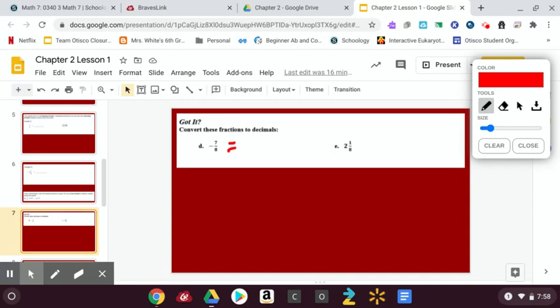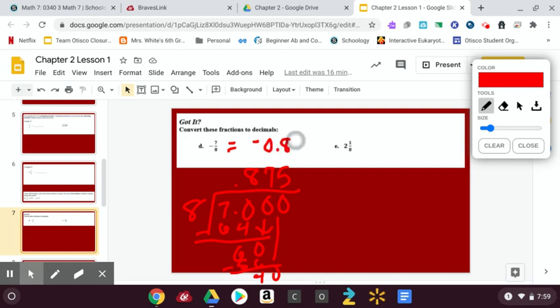This one here is going to be 7 divided by 8. 8 times 8 is 64. Subtract to get 6. Annex a 0. 8 times 7 is 56. Subtract to get 4. Annex a 0. And that comes out to be a terminating decimal. So this is -0 wholes, 0.875. That's -875 thousandths.